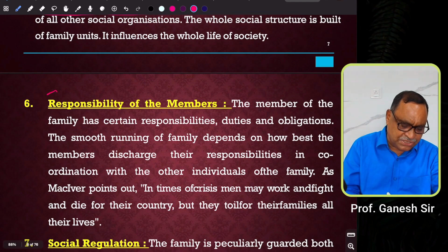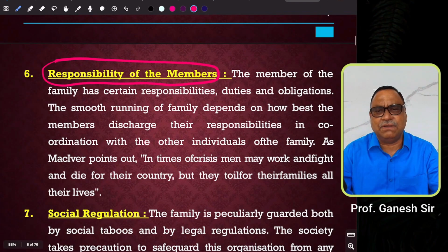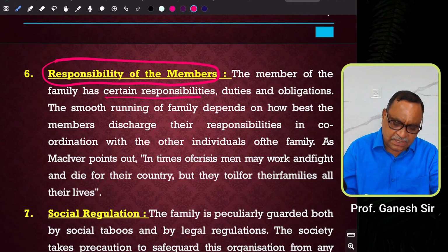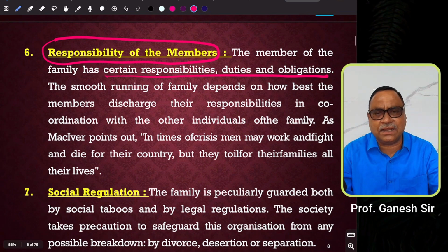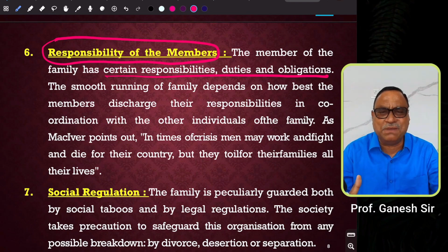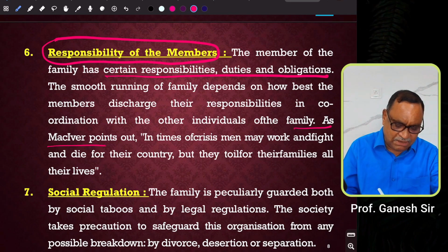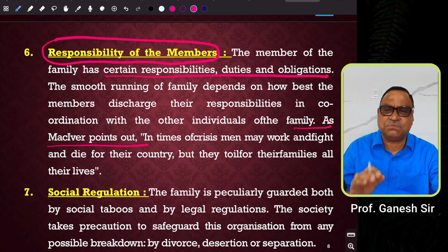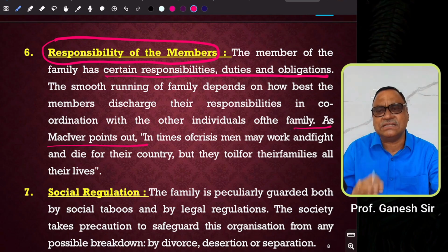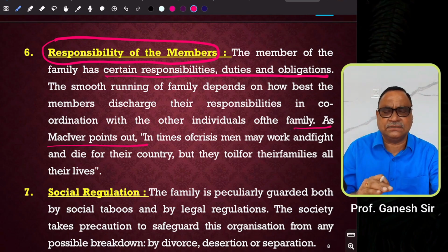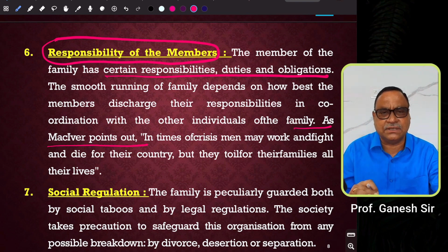Then another feature is the responsibility of the members. Family means not just a group of individuals. The members of the family have certain responsibilities, duties, and obligations. The smooth running of the family depends on how best the members discharge their responsibilities in coordination with the other individuals of the family. As MacIver, a prominent sociologist, has stated, in times of crisis, men may work and fight and die for their country, but they toil for their families all their lives.